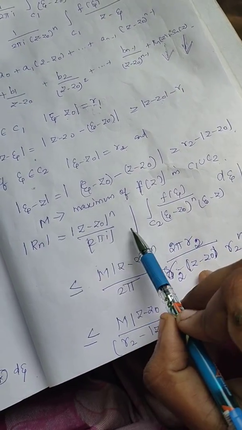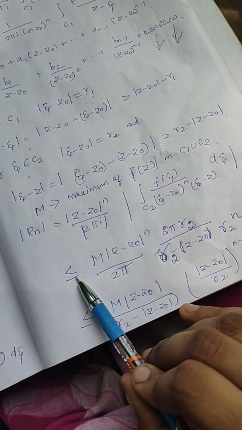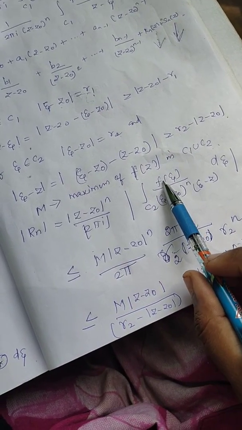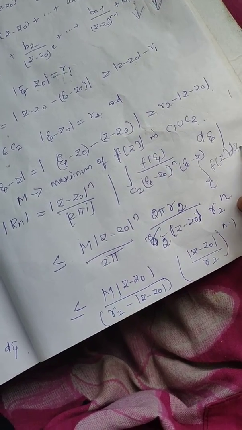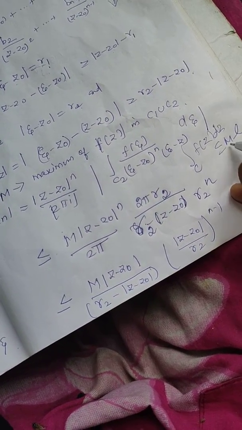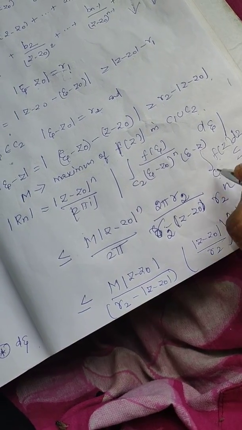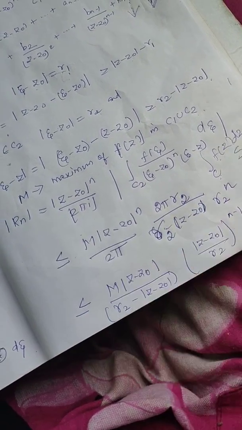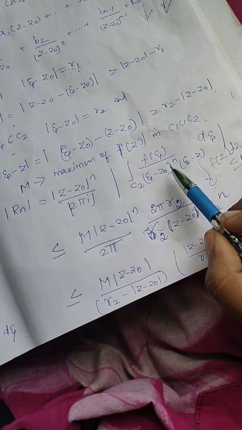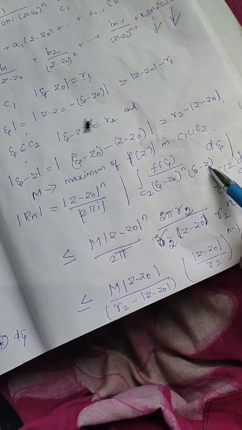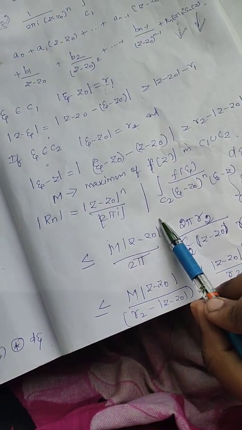And this is less than or equal to modulus of integral, less than or equal to integral of modulus. And this term, integral over c f of z dz, is less than or equal to ML, M is the maximum of mod f of z in c and L is the length of the curve c. Using that, this is less than or equal to M, and the length of the curve c2 is 2 pi r2, I have substituted. Instead of z, zeta minus z is here, which is in c2.